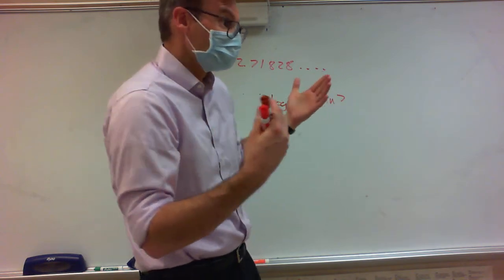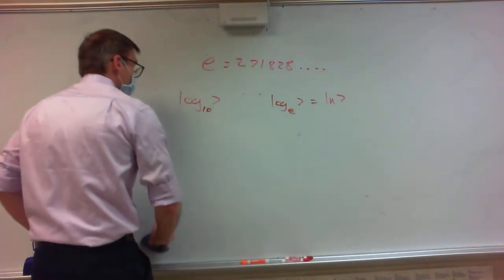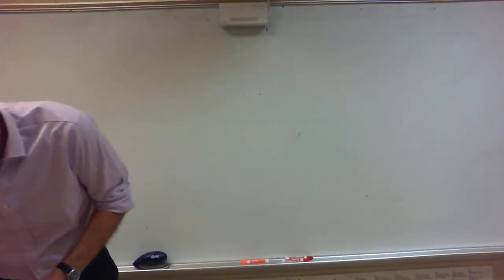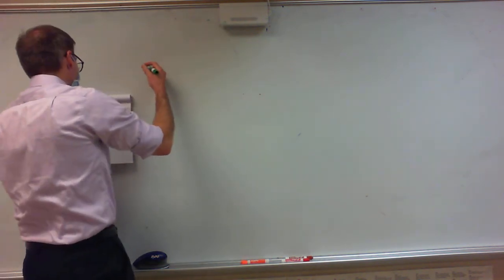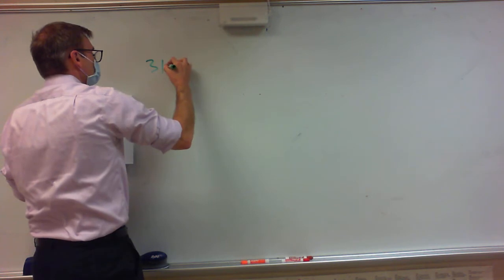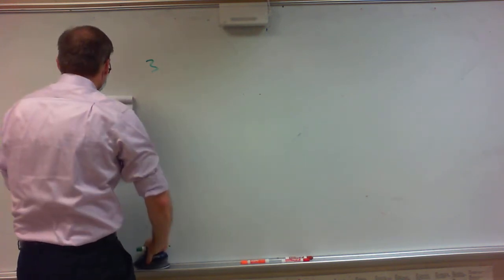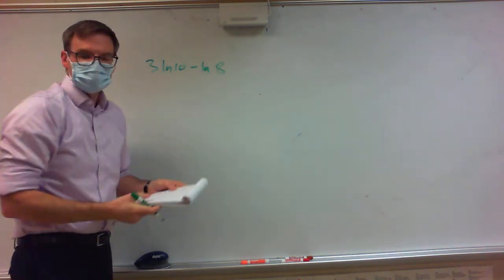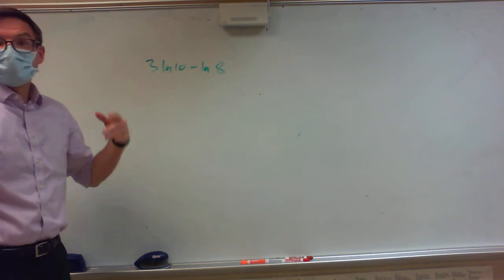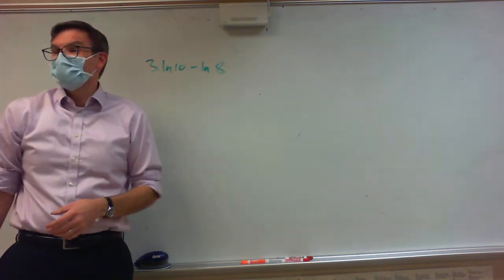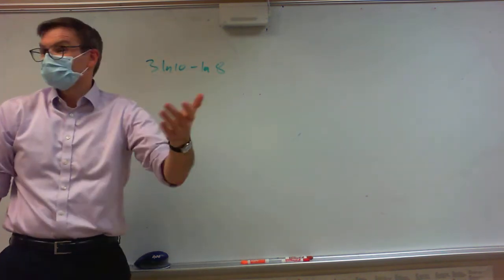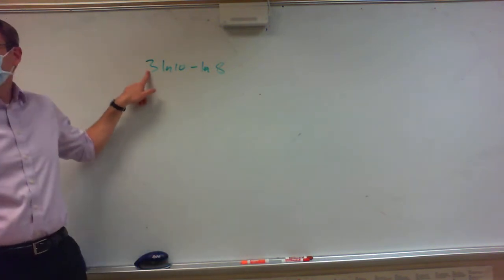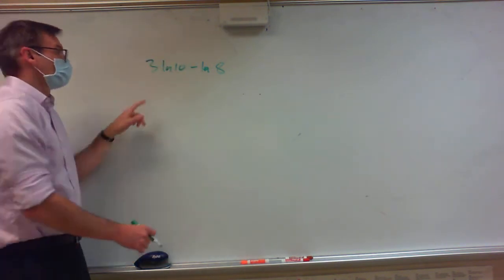First, let's talk about solving natural log stuff. So, example 1. If I give you 3 natural log of 10 minus natural log of 8, and I say write this as a single logarithm, the way you do it is exactly the same way you would if it was log base 3, log base 4, log base 10. What do you do with the number in front?